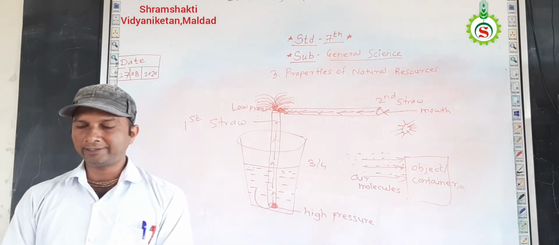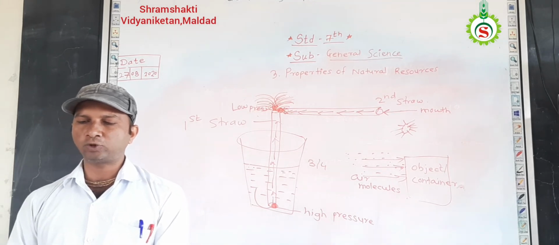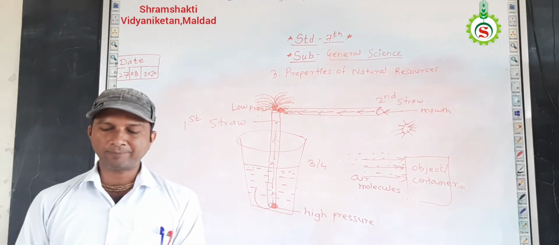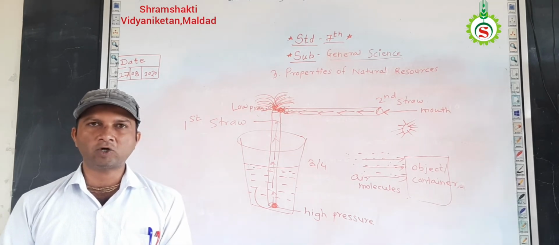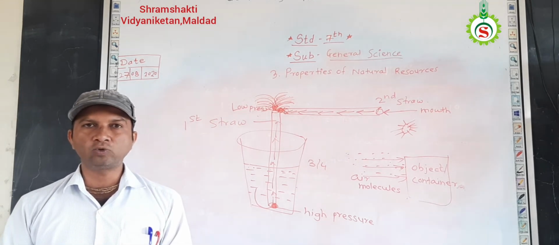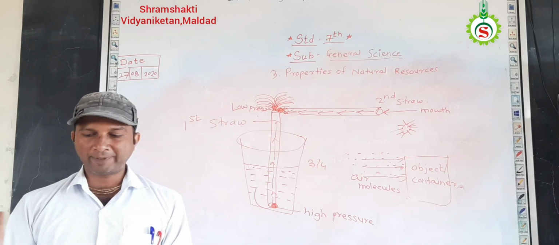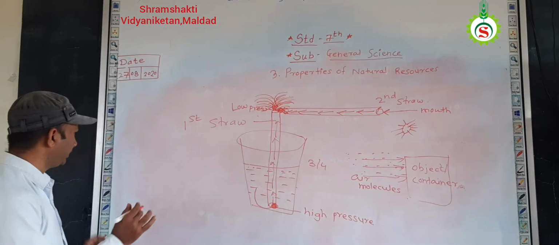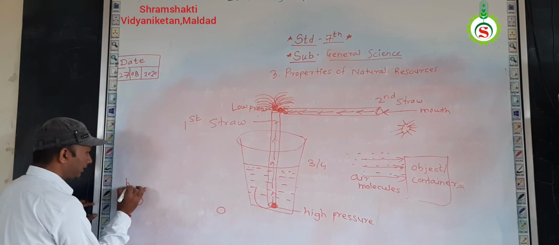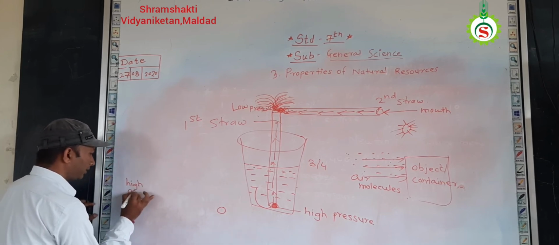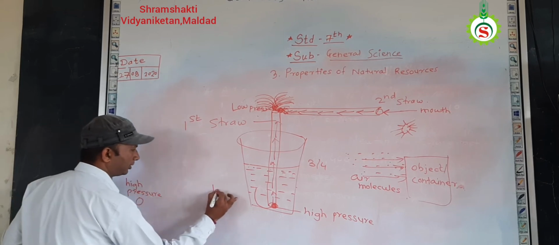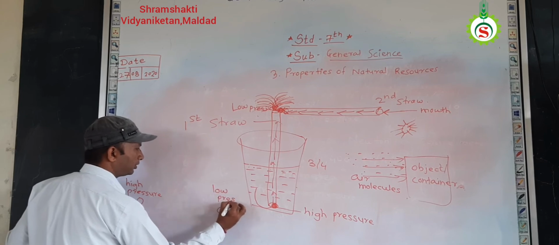Now, when there is a difference in air pressure at two different places, for example, at one place there is high atmospheric pressure, or high air pressure, and at the other place there is low pressure. At that time the air starts to flow from higher pressure to lower pressure. For example, here is one place, here is the second place. Here is high pressure at this place, and here is low pressure.